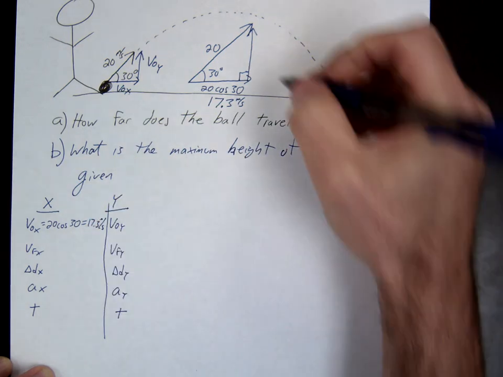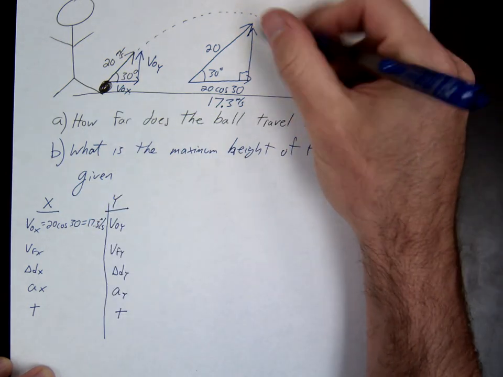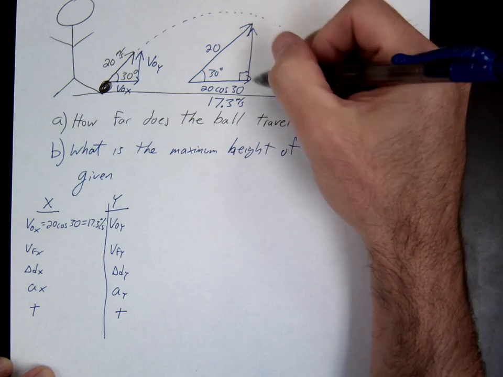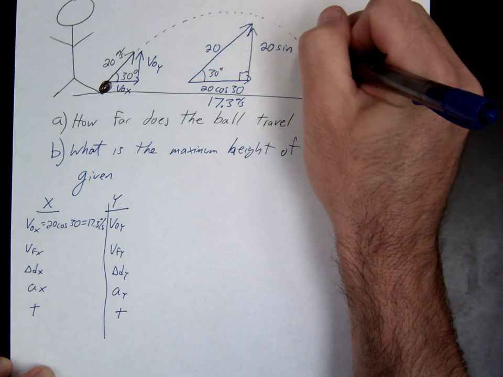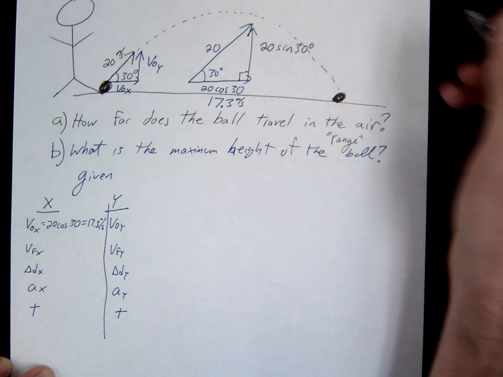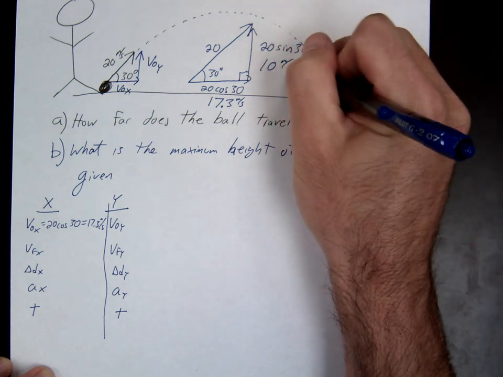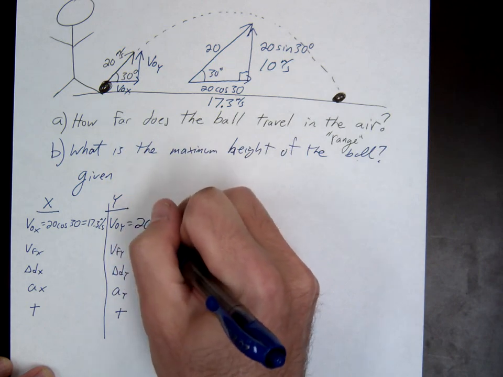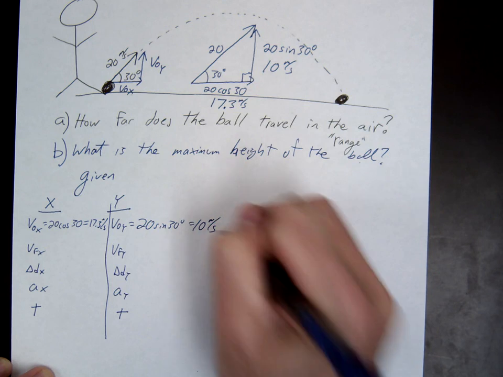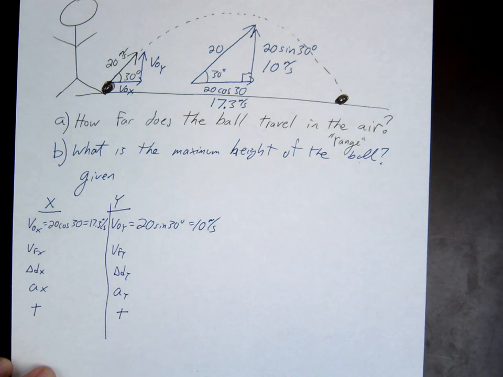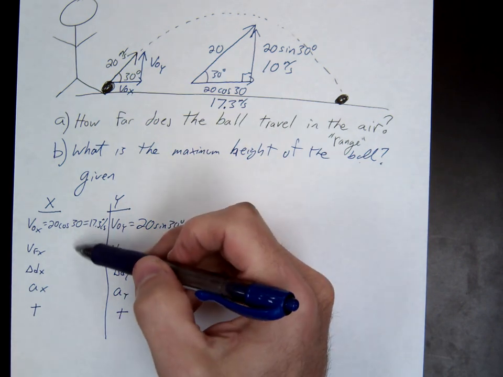And in the y direction, right here, how are we going to find this one? Sine. So we're going to go 20 sine 30 degrees. That gives us 10. So that should be our starting point, right? We're going to break that apart. So let's go ahead now and look at what else we know.